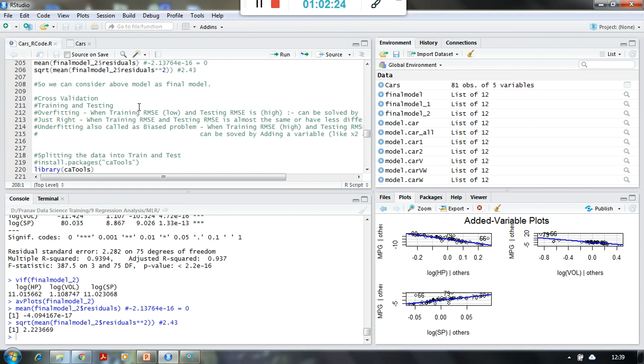And now let us stop here as far as model building is concerned. I'm going to take you through another interesting topic, and then again come back to the model building. That interesting topic is called cross validation. So what is cross validation?